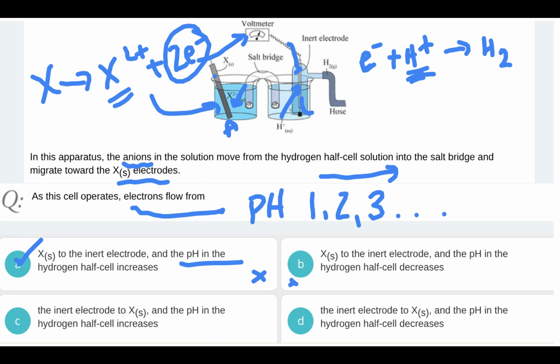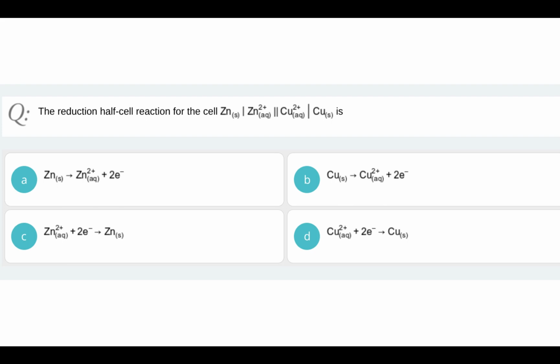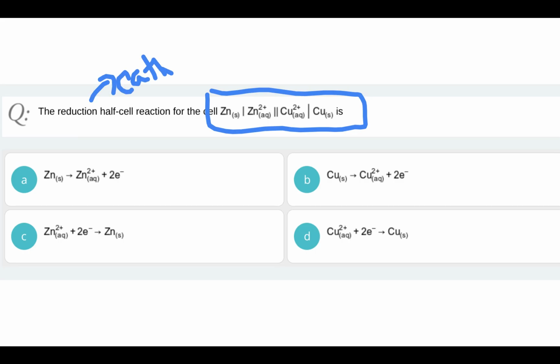So we have one more. With this last one, taking a look, we have our cell as described here, and then it's asking about the reduction half cell. So with this, you just want to go through, and again, reduction happens at the cathode, and reduction means you're looking for your strongest OA.